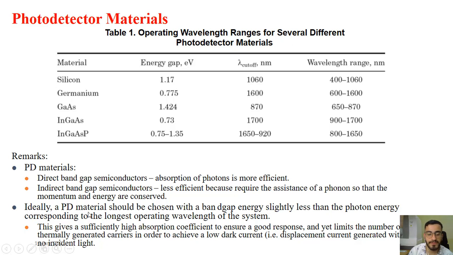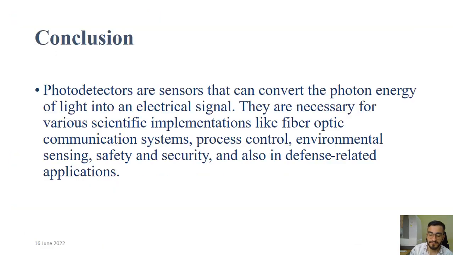Ideally, a photodetector's material should be chosen with a band gap energy slightly less than the photon energy corresponding to the longest operating wavelength of the system. This gives a sufficiently high absorption coefficient to ensure a good response, and here limits the number of thermally generated carriers in order to achieve a low dark current, the current generated with no incident light.